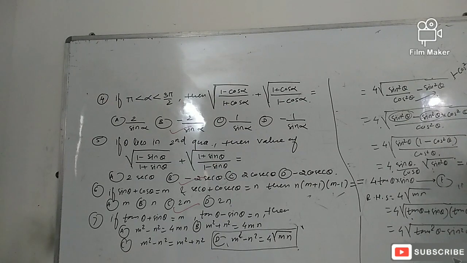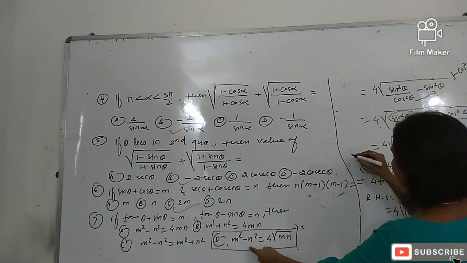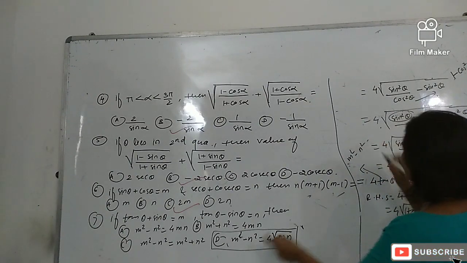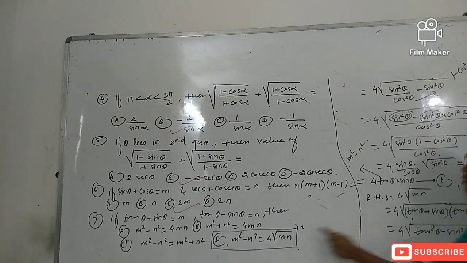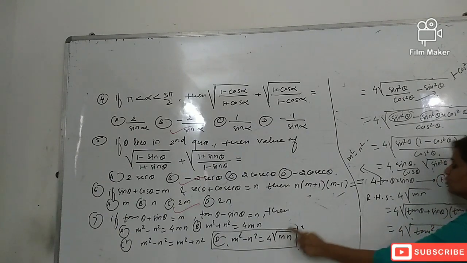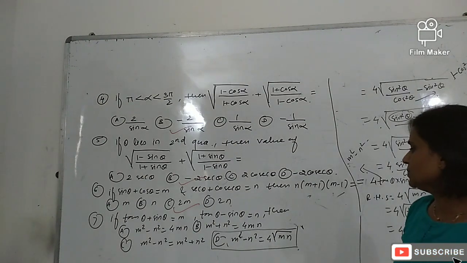So this is the value of 4 square root of m into n. This has the value 4 tan theta into sin theta, and equation 1, the value of m square minus n square, also has the value 4 tan theta into sin theta, and this 4 root mn also has the value 4 tan theta into sin theta. So both values are equal. So the correct option is D option.